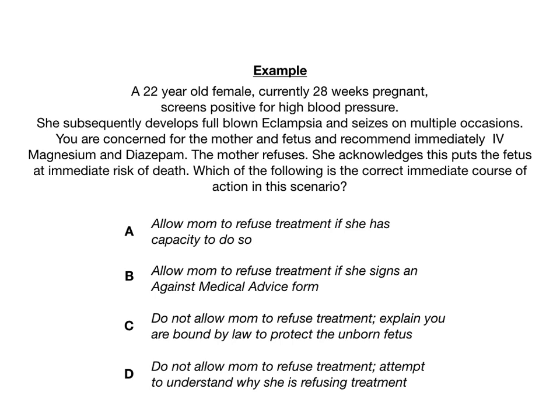A, allow mom to refuse the treatment if she has the capacity to do so. B, allow mom to refuse the treatment if she signs an against medical advice form. C, do not allow mom to refuse the treatment. Explain that you are bound by law to protect the unborn fetus. D, do not allow mom to refuse treatment. Attempt to understand why she is refusing treatment.